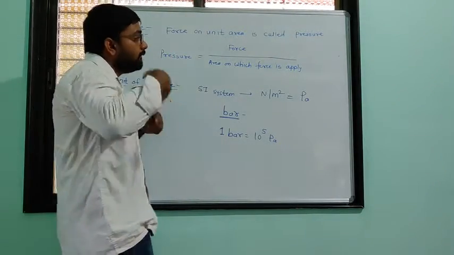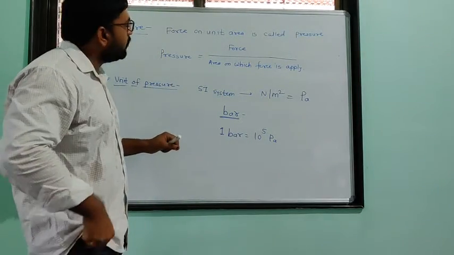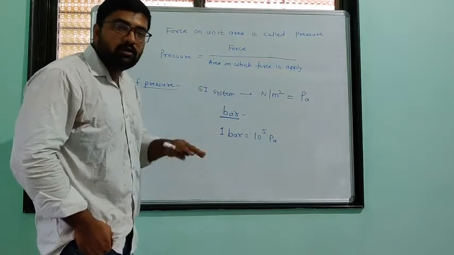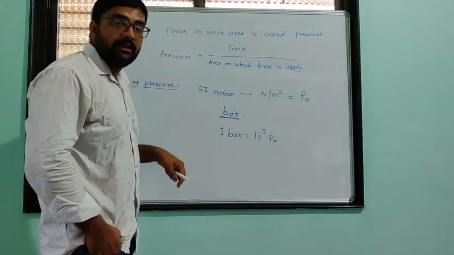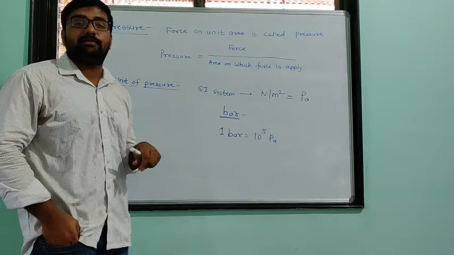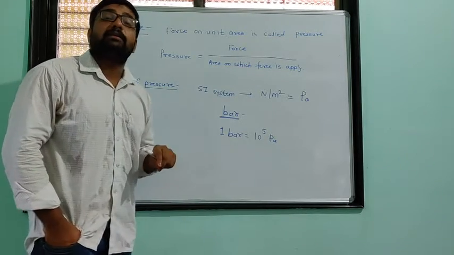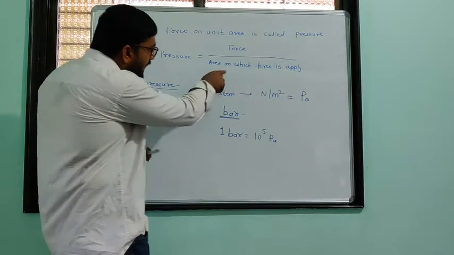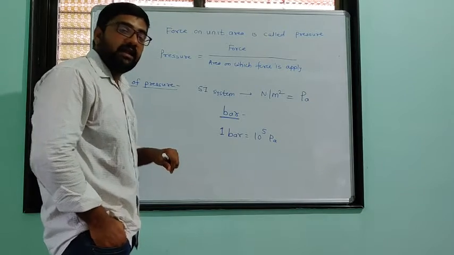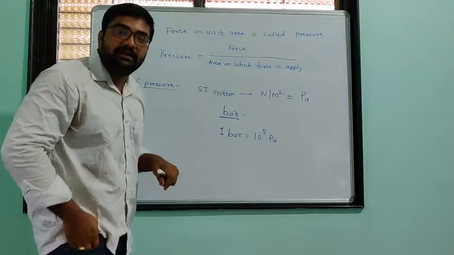If we increase the force, the pressure will be high, because the area remains constant but the force increases, so the ratio becomes large. Now take the second consideration: we increase the area and the force remains constant. Area is in the denominator, so if area increases, the ratio will decrease.